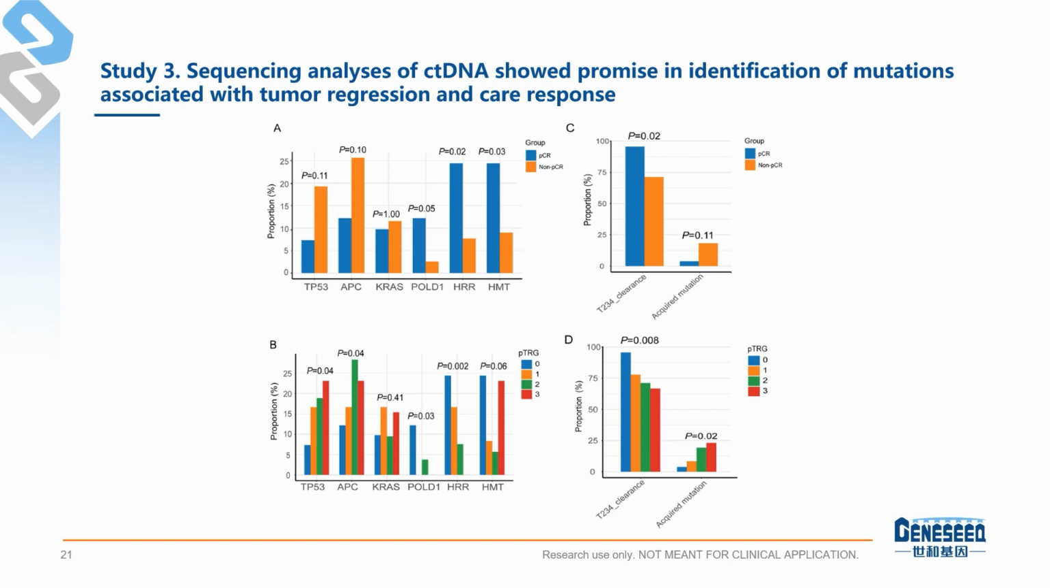And then finally in figure D, we see the similar trend in which as TRG increases, there was a lower proportion of mutations that were cleared and an increasing proportion of mutations that were acquired.